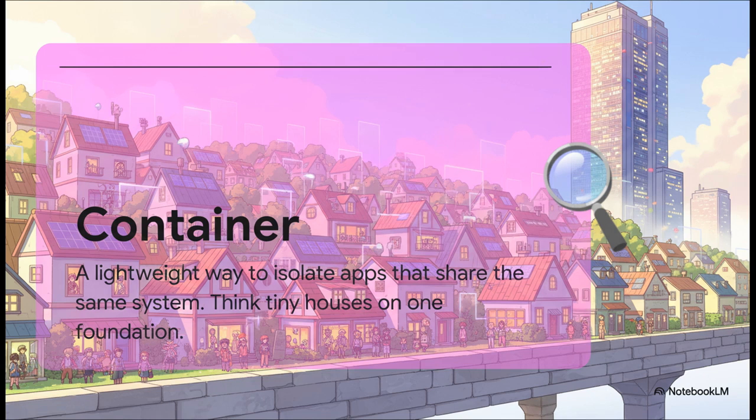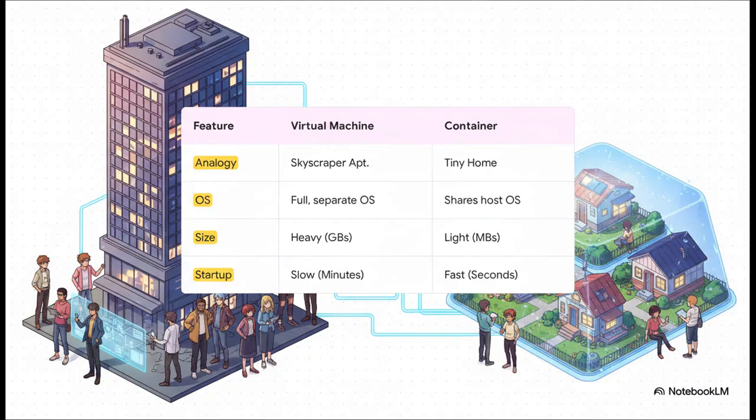And here's the key part. All the containers on a machine share the same host operating system. This makes them ridiculously efficient. It's like a whole neighborhood of tiny homes that all share the same foundation and utilities. And I mean, the difference here is just dramatic.